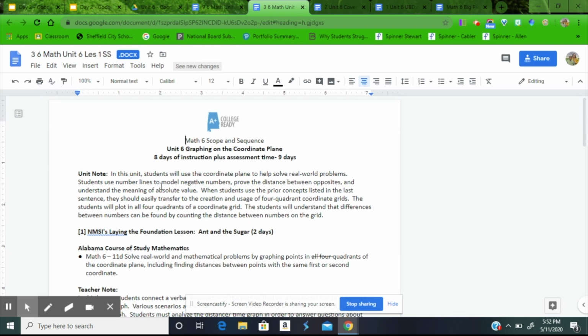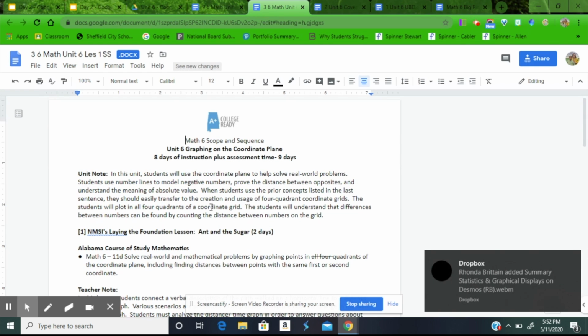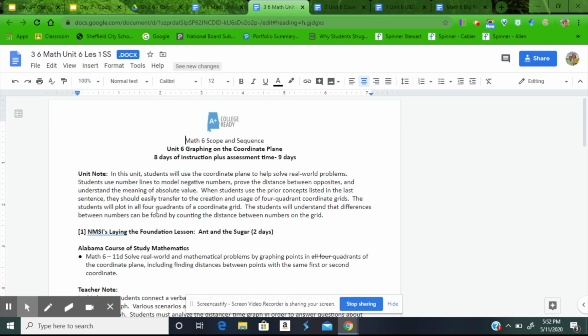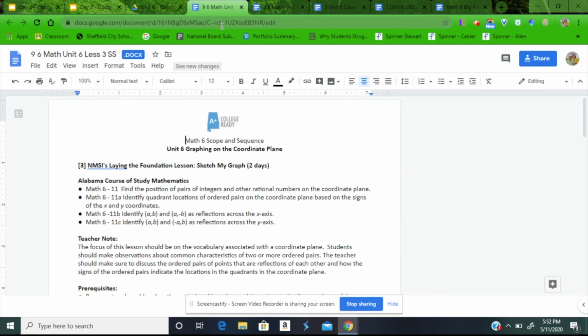It says, in this unit, students will use the coordinate plane to help solve real-world problems. Students use number lines to model negative numbers, prove the distance between opposites, and understand the meaning of absolute value. When students use the prior concepts listed in the last sentence, they should easily transfer to the creation and usage of 4-quadrant coordinate grids. The students will plot in all 4 quadrants of the coordinate grid. The students will understand the differences between the numbers can be found by counting the distance between the numbers on the grid.